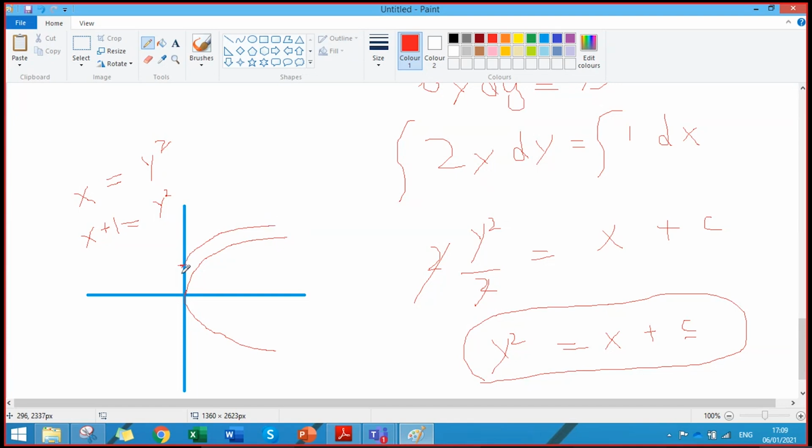So there will be a flow like this type of flow, and further streamlines you can draw. So the flow would be like this. Clear? So now you are able to draw streamlines for this flow. Is it clear? Yes, sir.